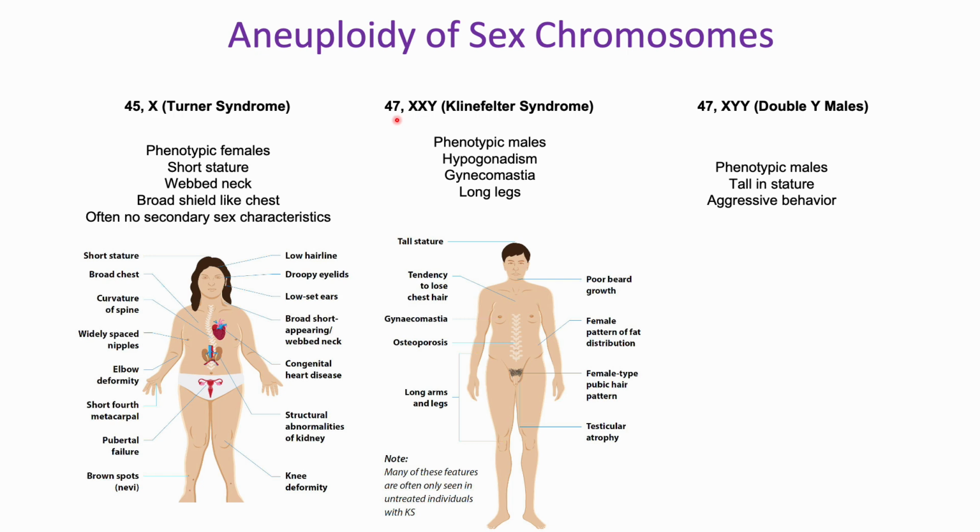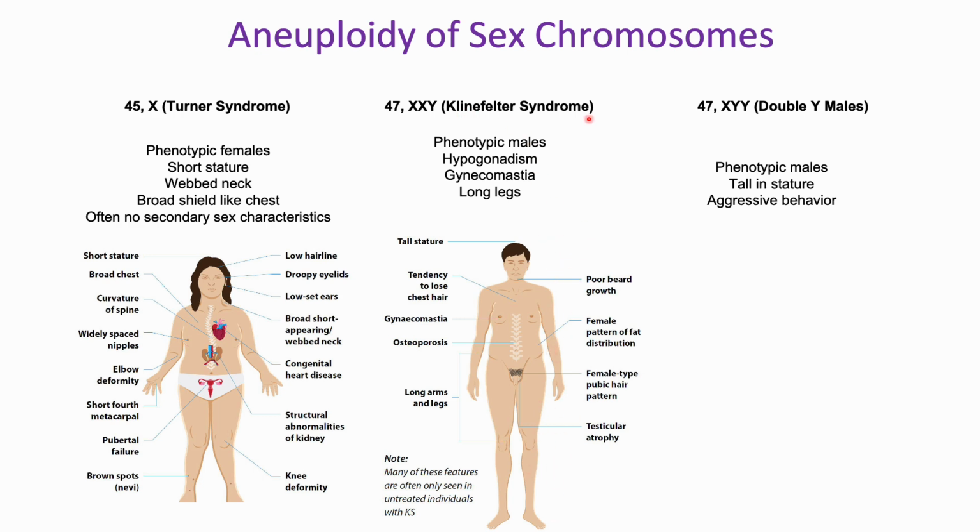47XXY, so this is a trisomy. You have an extra set of the sex chromosome, specifically an extra X. This is going to result in Klinefelter syndrome. These individuals, because they do have the Y chromosome, are going to be phenotypically males. They often are going to present with hypogonadism, or small testes in this case, and they often may present with gynecomastia due to extra estrogen that's present in their system. They often have long legs, so long legs with tall stature.